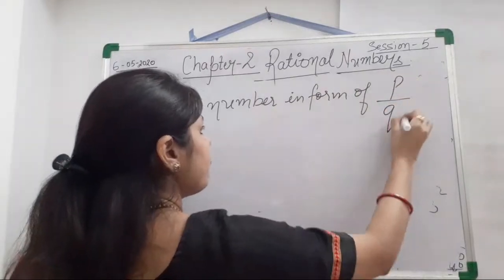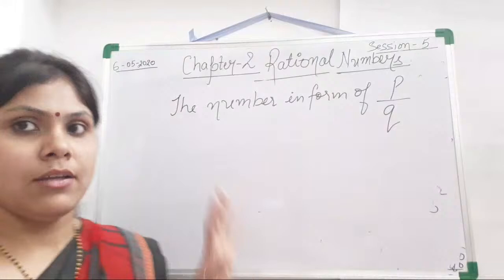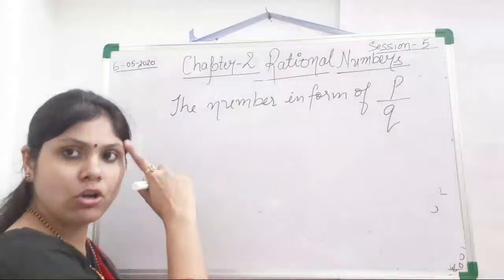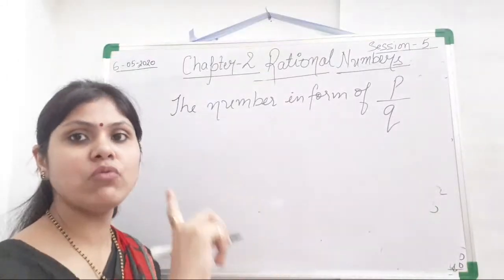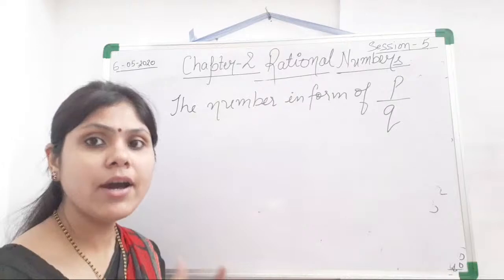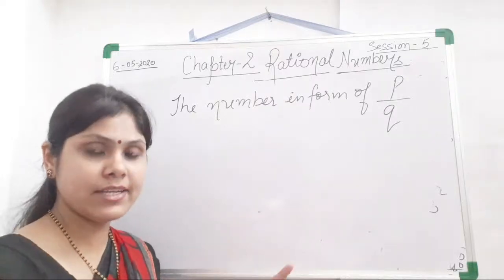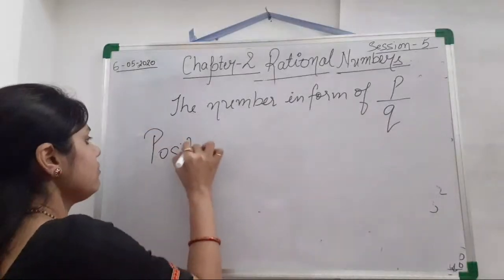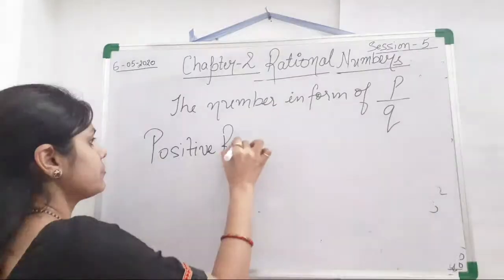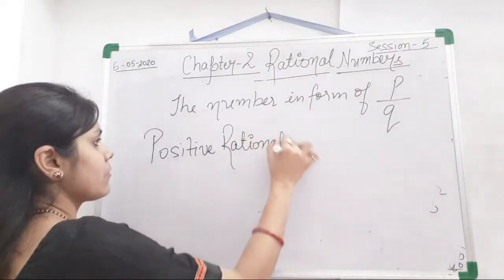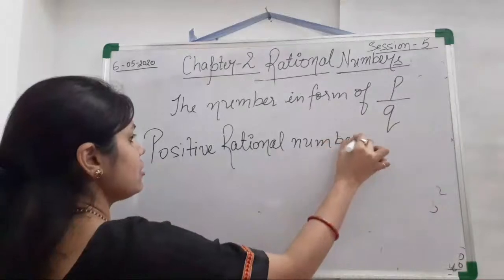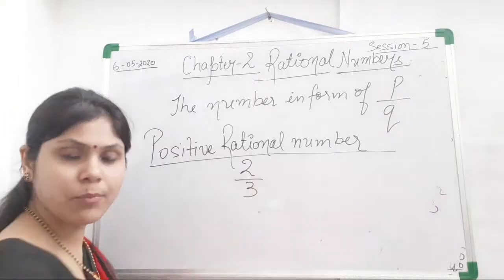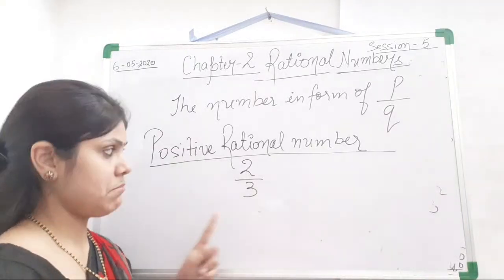The number in the form of P upon Q is a rational number where Q should not be equal to 0. Now here, in P upon Q, if the numerator as well as the denominator are both positive or both negative, then it is called a positive rational number. Positive rational number means, for example, 2 upon 3, both numerator and denominator are positive, so this is a positive rational number.